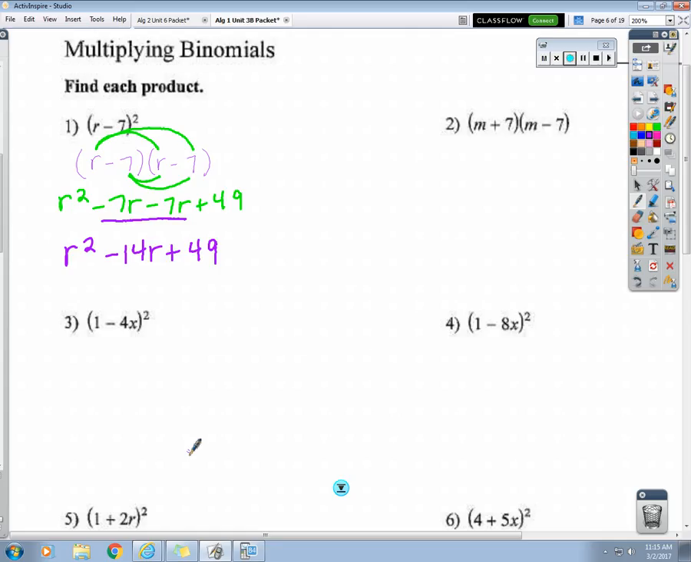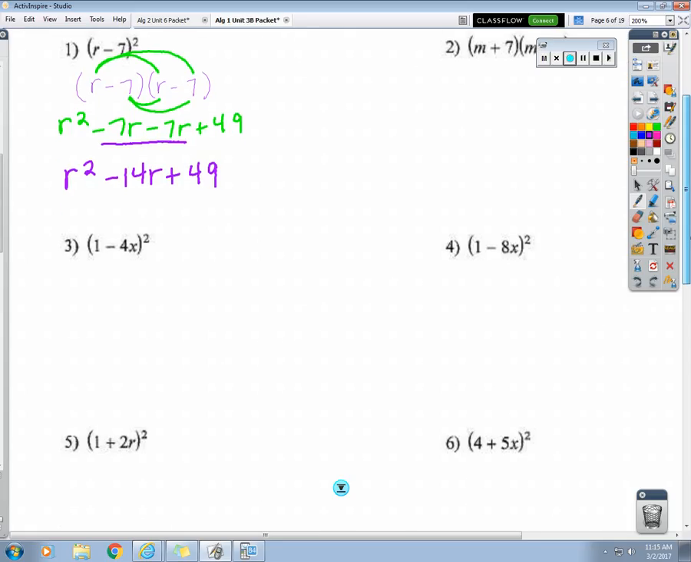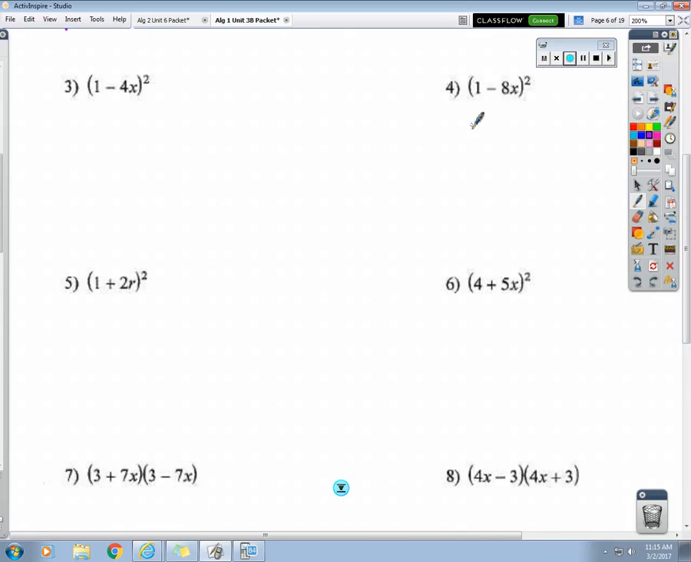Okay, number 3 is pretty much the same thing. It's just that the variable is on the right side of the binomial and the variable has a coefficient larger than 1. But it's not really going to change anything. 1 minus 4x squared literally means 1 minus 4x times 1 minus 4x. Once you write it out twice, you can see that you need to distribute it.